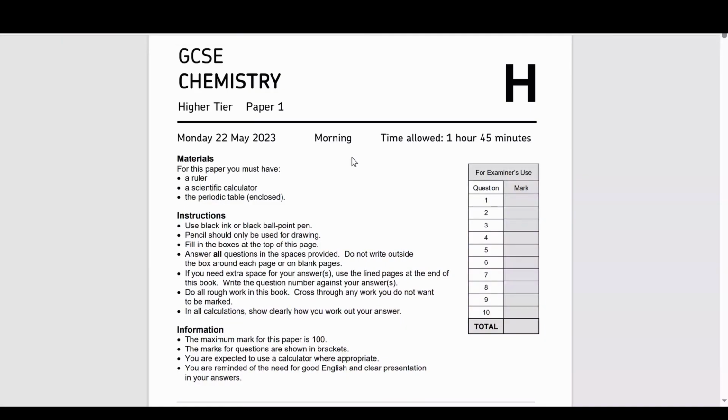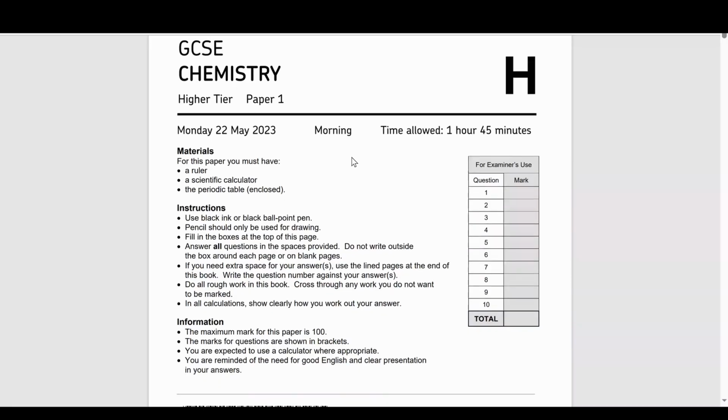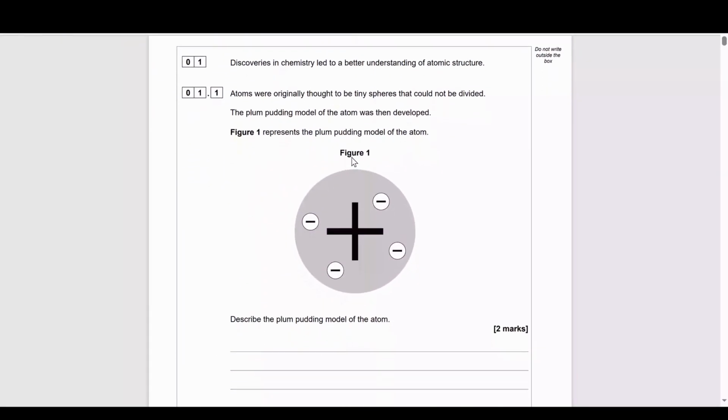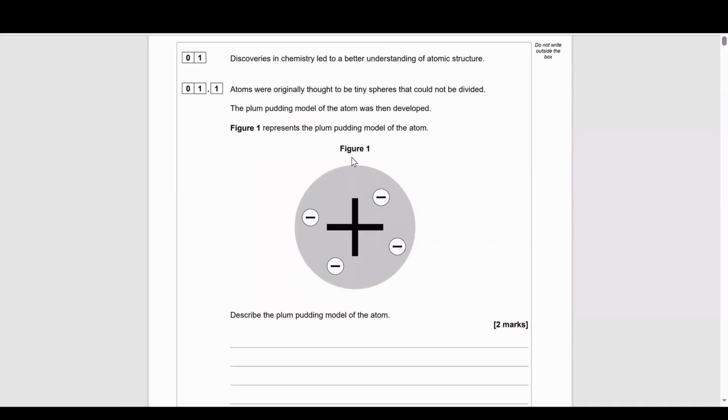This will be a walkthrough of the AQA GCSE Chemistry 2023 Higher Tier Paper 1. Question 1. Discoveries in chemistry led to a better understanding of atomic structure. 1.1. Atoms were originally thought to be tiny spheres that could not be divided.